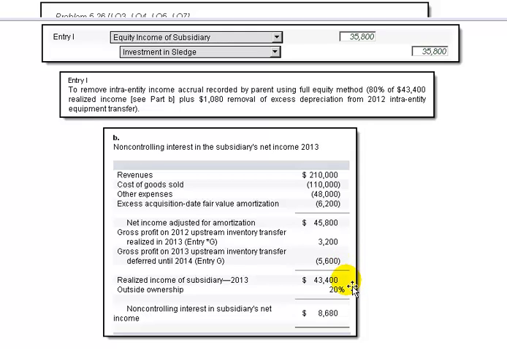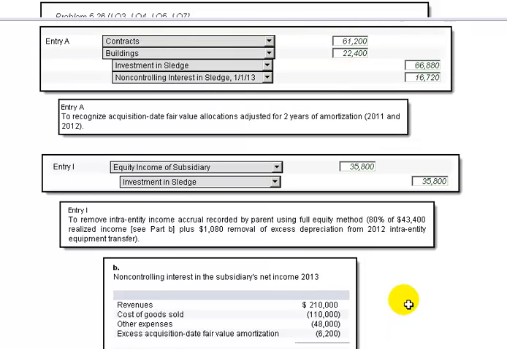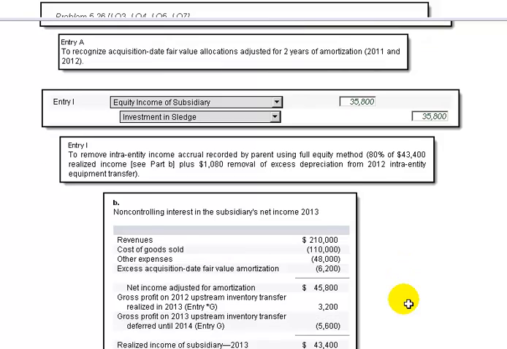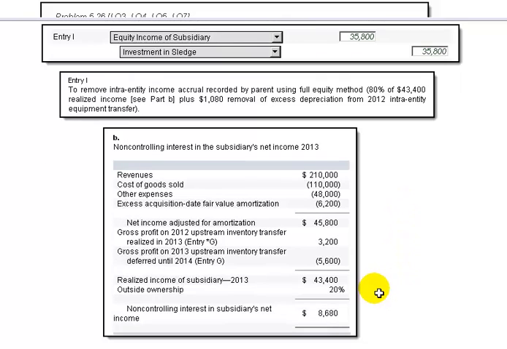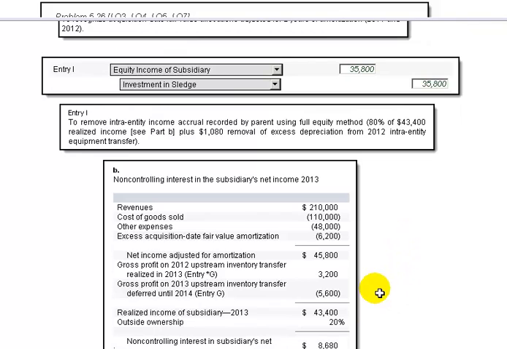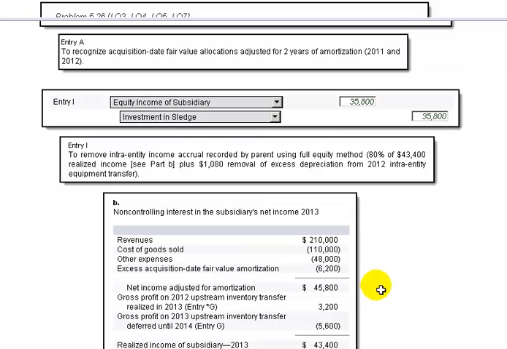Okay, so we wound up with the net impact of realized income from the subsidiary of 2013 of 43.4, and then 20% of that goes to the non-controlling interest in the subsidiary. Okay, so that's how we come up with the 43.4, and subtracting that out, we wind up with an equity adjustment of 35.8.